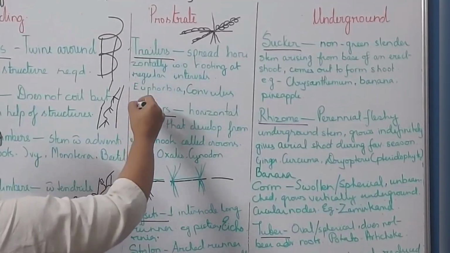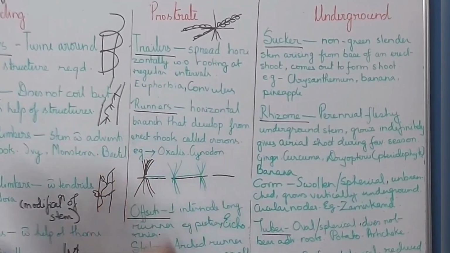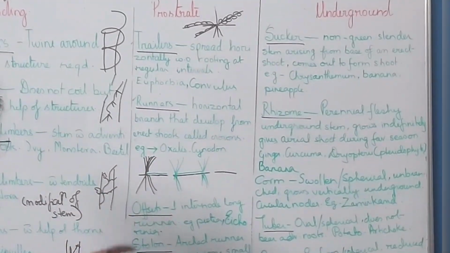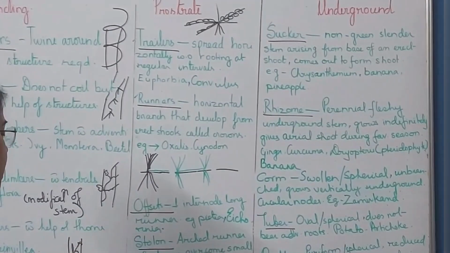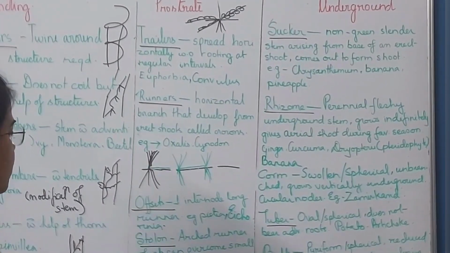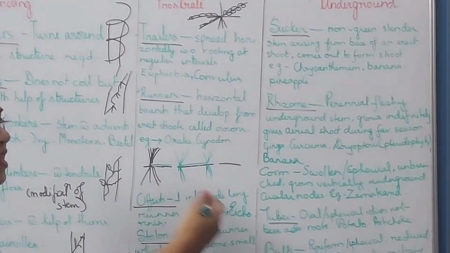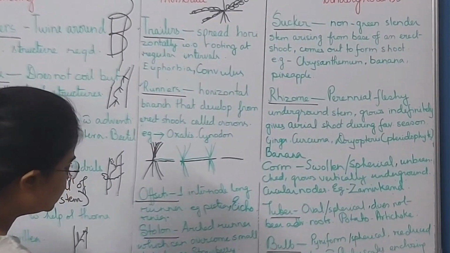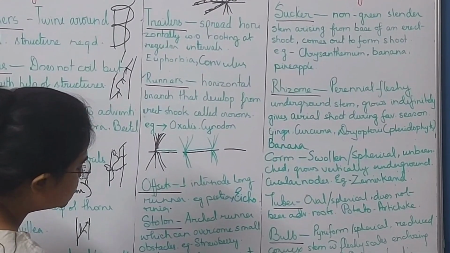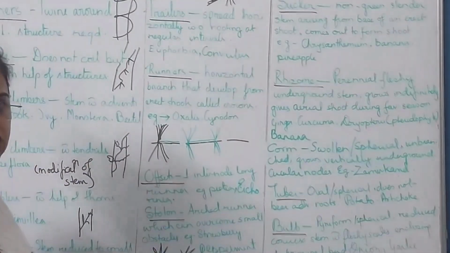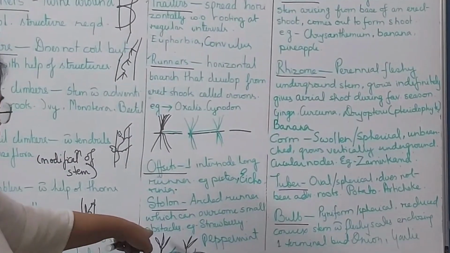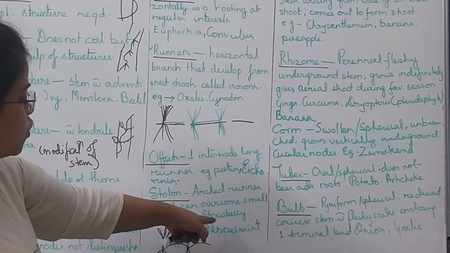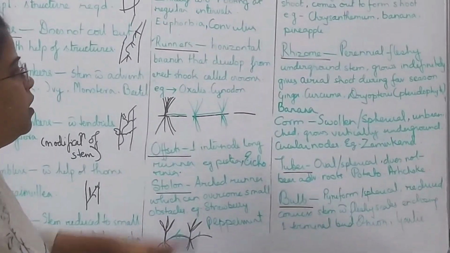One is trailer, another is runners. These two are nothing but modification of runners. One is offset, one internode long, which we can see in Pistia and Eichhornia. Another is stolon, where the runner is arched. Okay? और यहाँ पे nodes and internodes नहीं देखने को मिलते. Here it goes, it touches the ground and gives rise to another crown. कहाँ देखने को मिलता है? Strawberry and peppermint पे.